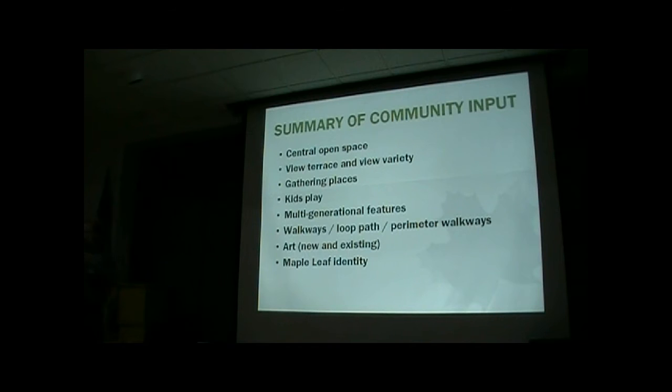Walkways and loop paths, perimeter walkways, that was something that everybody really felt strong about, being able to get to the park and circulate within the park. The art, the existing art, we have the mural panels and the gazebo, the trellis structure, and then of course the new art that's coming on with Patrick, so there was a desire to make sure that was included. Maple leaf identity. That was a little tougher for us because we keep searching and asking what that is, but the idea of bringing the character of the neighborhood in and the inclusion of certain elements that we see as a common theme around the neighborhood and bringing those in.